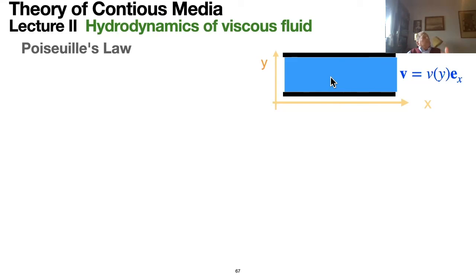And that would allow us to continue with pipes which have a different geometry to derive the Poiseuille flow condition.